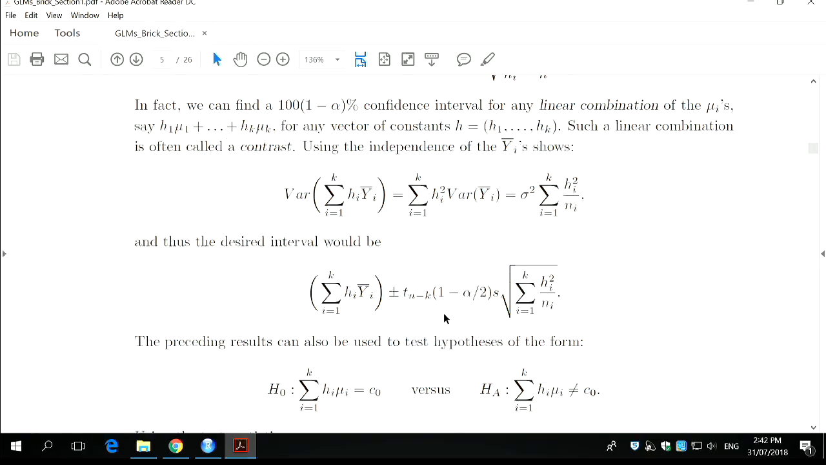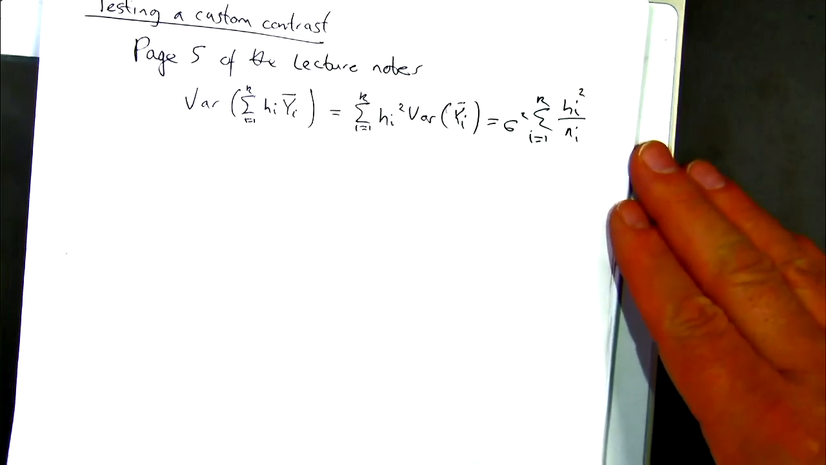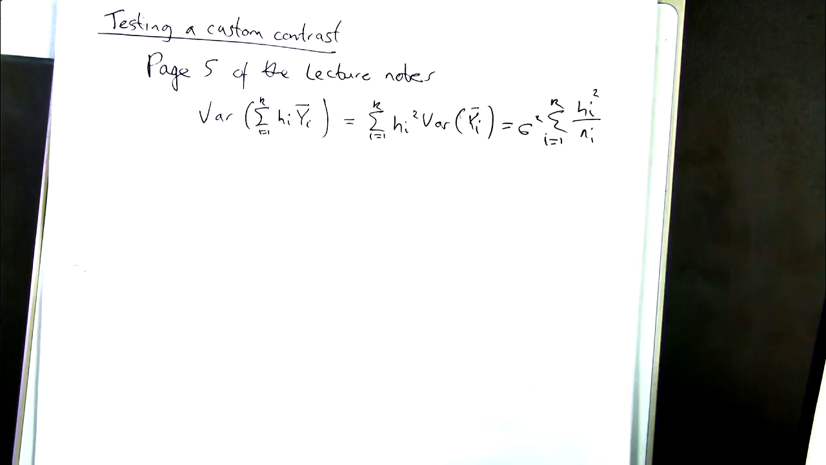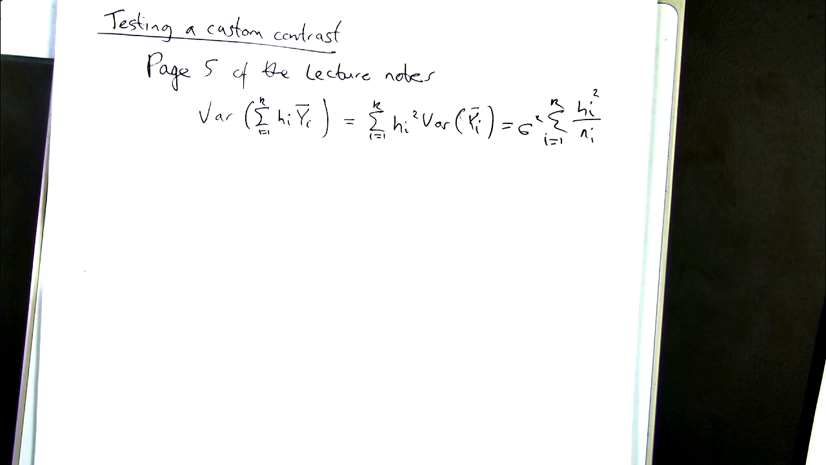Okay, so if I want to test a custom contrast, I can use this. Basically I can use it to get a standard error, because the standard error is the square root of the variance. Okay, so what's missing in this? What don't I know? Well, I typically don't know a sigma squared. I'm going to have to estimate it. The obvious estimate is the mean squared error. Okay, so I've got an estimate for that.